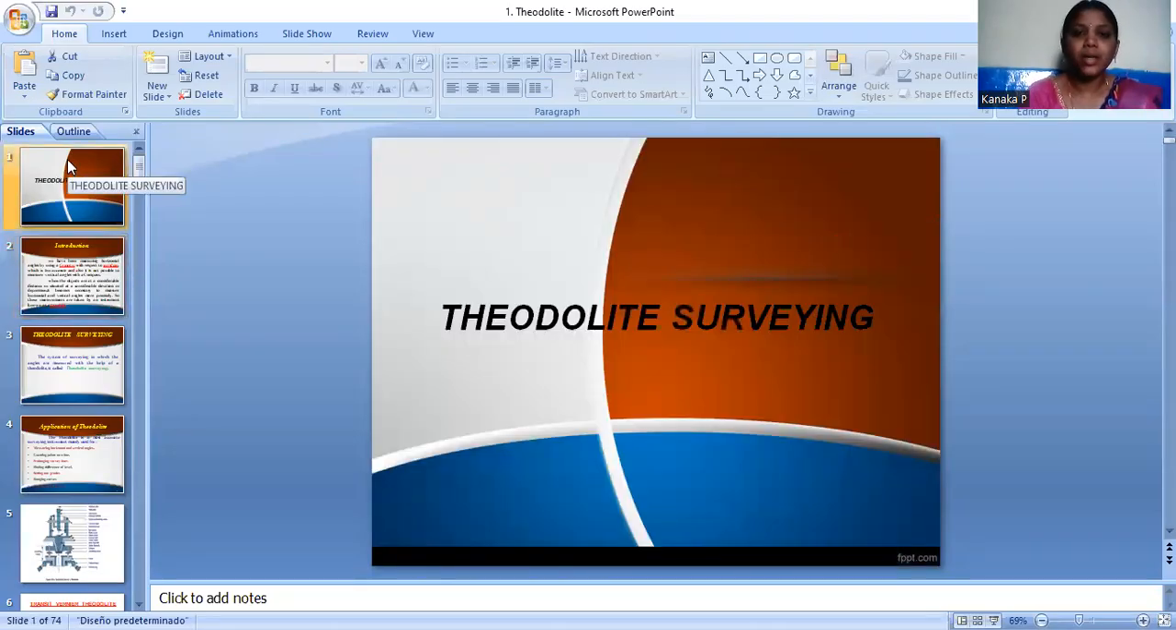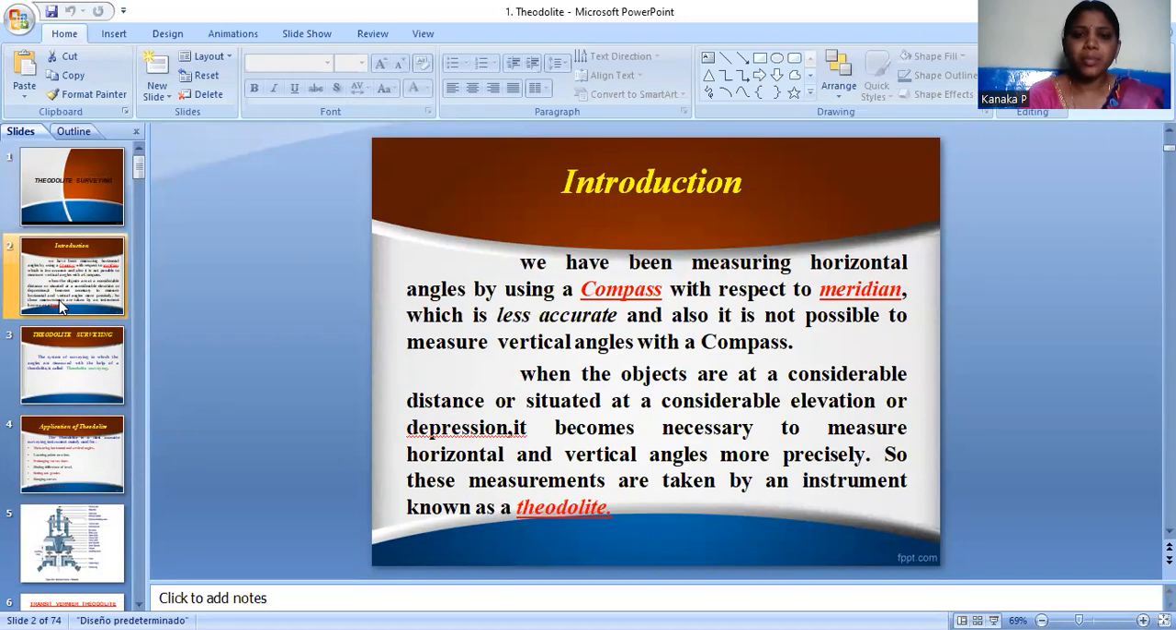Good morning to everyone. Today we will discuss the topic theodolite surveying. So theodolite surveying means measurement of horizontal angles and vertical angles. It gives very precise and very accurate measurements.